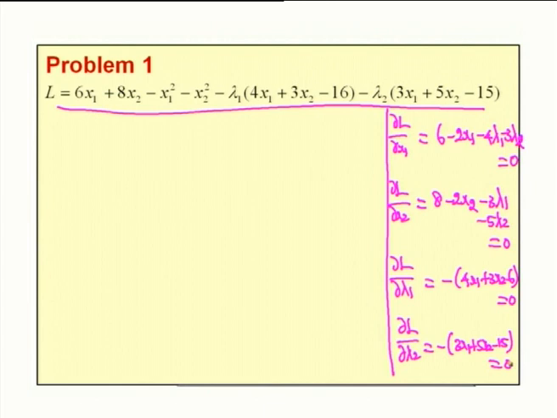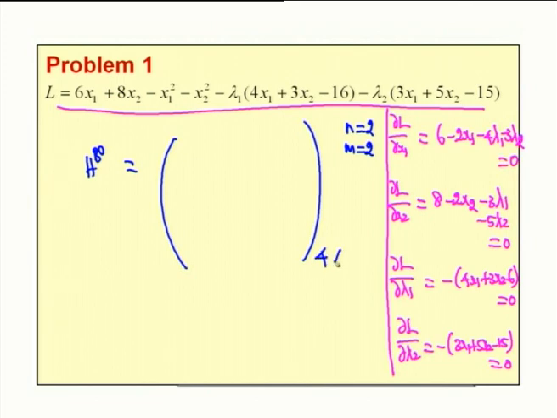Now, the problem involves two decision variables, therefore n value equal to 2, and the number of constraints is 2, therefore m value equal to 2. Therefore, the order of the border Hessian matrix is m plus n cross m plus n, which is 2 plus 2 is 4. Our border Hessian matrix HB naught is 4 cross 4. This border Hessian matrix has 4 blocks.